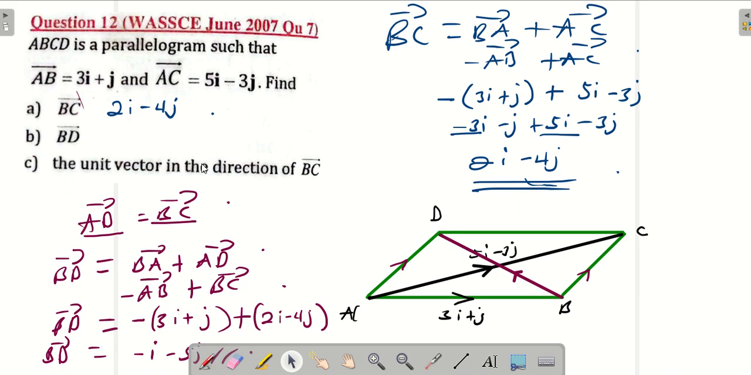But even this question, we didn't finish. You didn't tell me the C part, or you can solve the C part. We didn't finish with this one. We were able to find BC and BD, is that right? But part C was to find the unit vector in the direction of BC. The unit vector in the direction of what? BC. How do we find a unit vector?